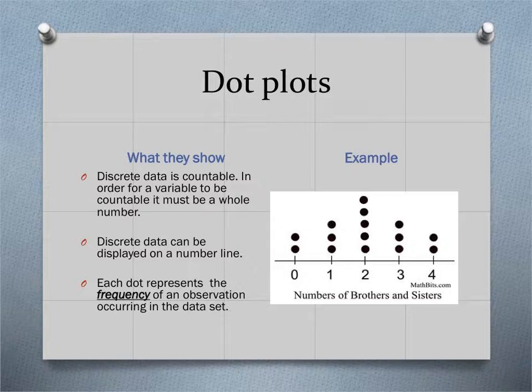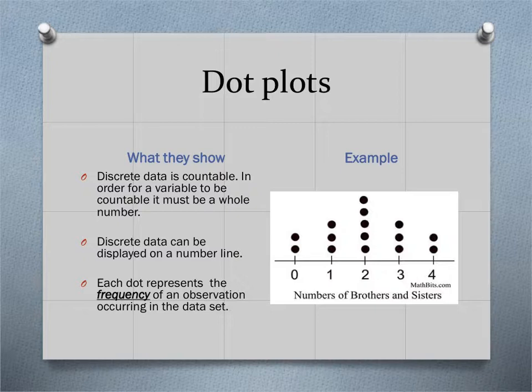And if you look at the example, it talks about the number of brothers and sisters from a random sample of people. And from this, we can see that when you talk about the number of brothers and sisters, you can't have a half brother or a half sister. Well, you really can, but it can't be half a person. So the person is either there or they aren't.